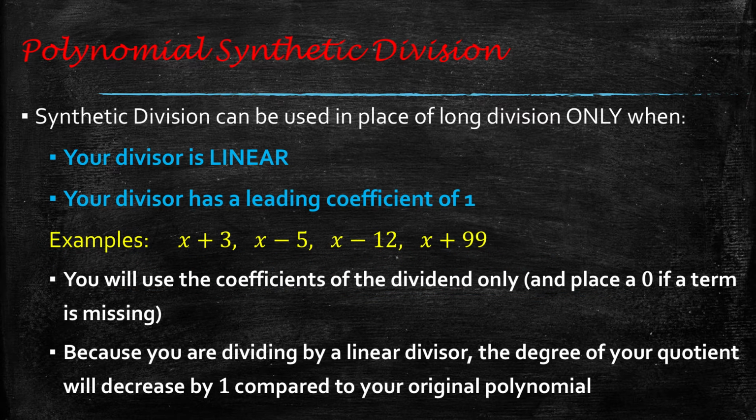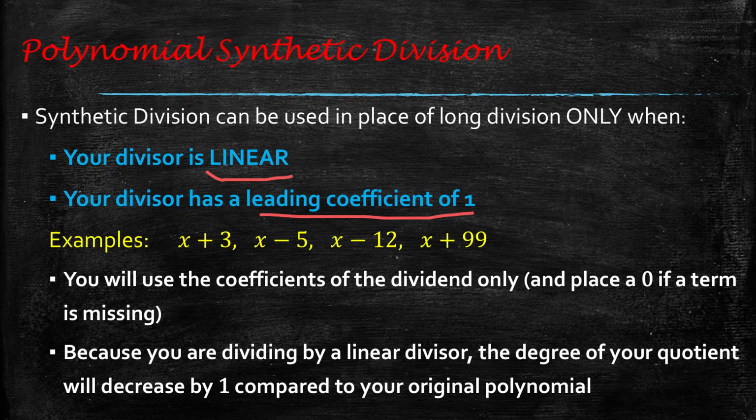In the last unit you learned how to divide polynomials using long division. Synthetic division is kind of a shortcut, but it can only be used in place of long division if your divisor is linear and your divisor has to have a leading coefficient of 1. Examples of this are x plus 3, x minus 5, x minus 12, x plus 99.